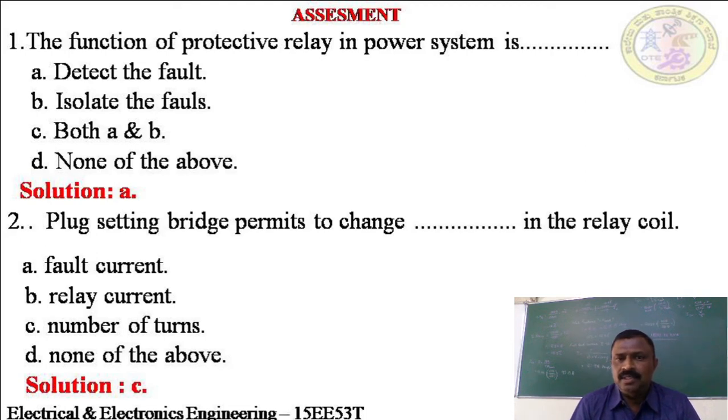So as we discussed in this session, the plug setting bridge is represented in terms of percentage, like 50%, 75%, 100, 150, 175 and 200. See, all this will change the number of turns. So therefore the solution for this is C.